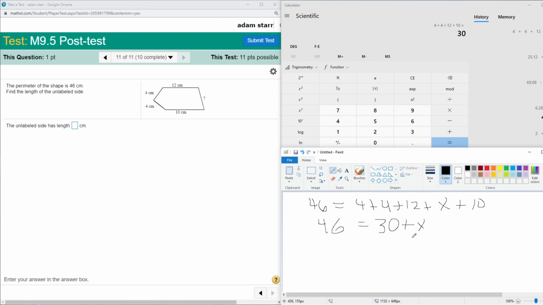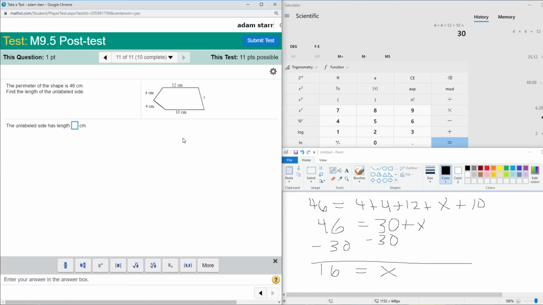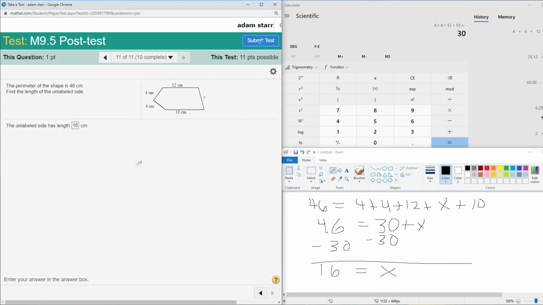Again, I need to solve this for x, so I'm going to subtract 30 on both sides, and I get x as 16. And that is that missing side. So that should be the last question.